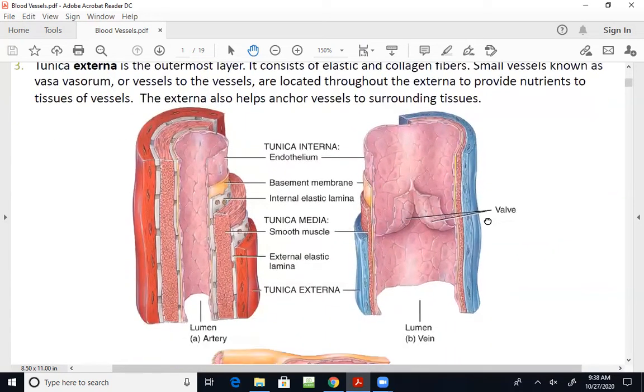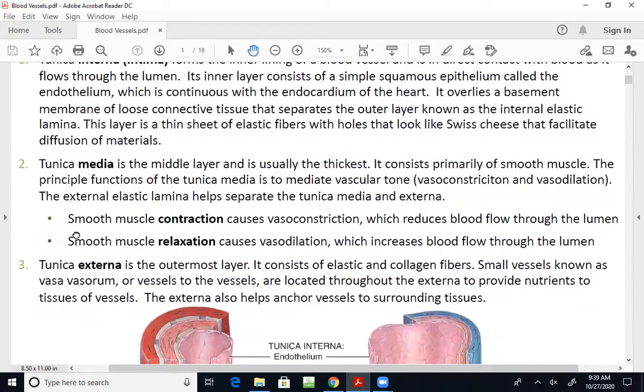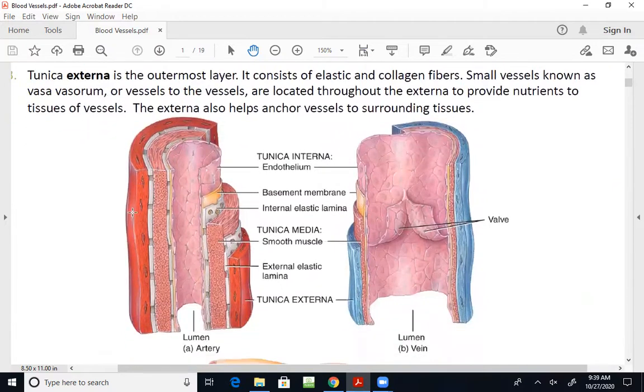And there's a third part to the tunica interna, but we only find it in arteries. What we call this internal elastic lamina, that white layer that looks like Swiss cheese. It is a thin sheet of elastic fibers with holes like Swiss cheese, facilitating diffusion of materials. Okay. Surrounding the tunica interna or intima is the tunica media, the middle layer.